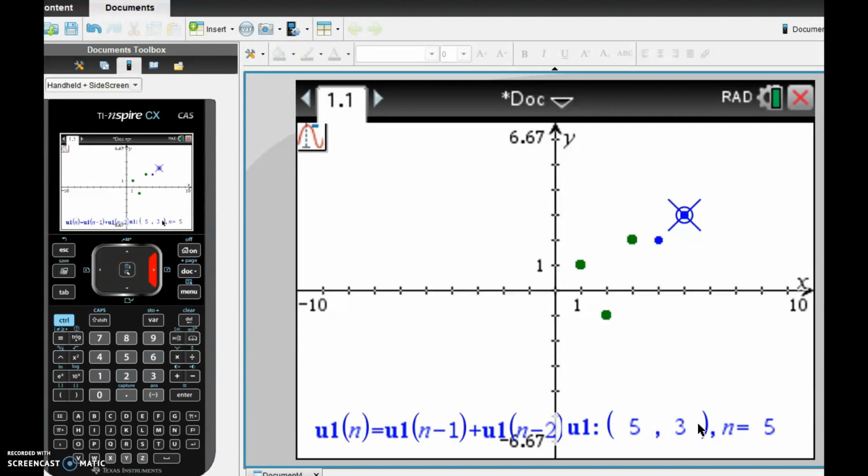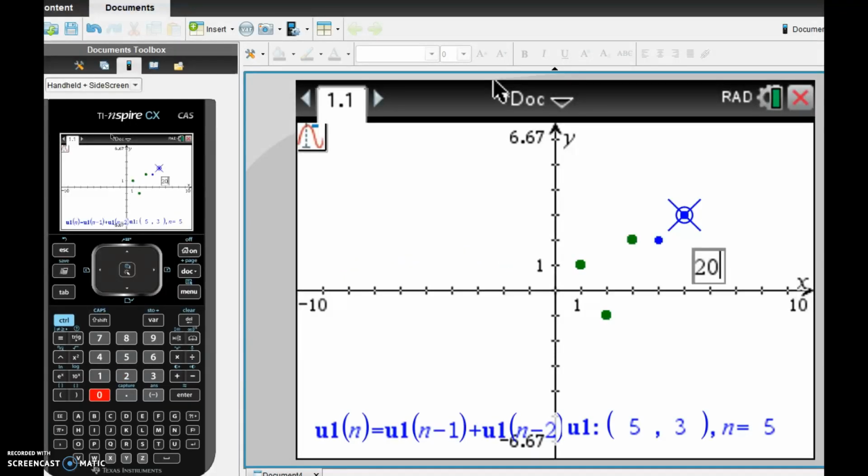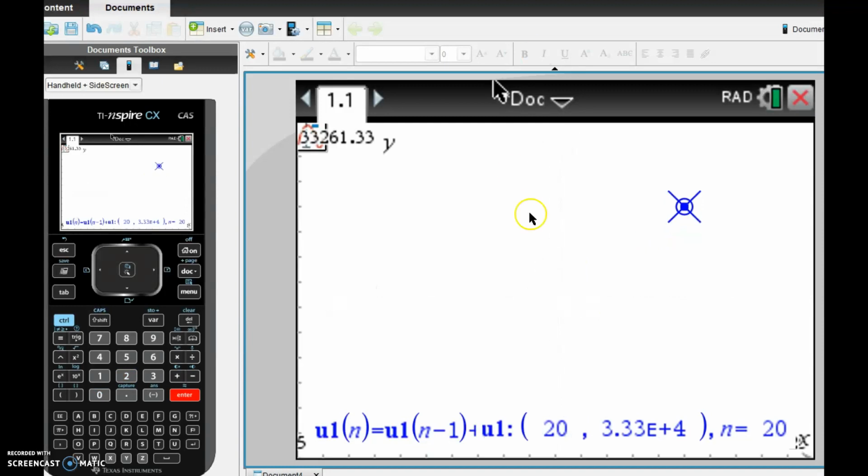Now if I just type in, we're looking for A of 20. That's what it's asking for on the test. Right here, A of 20. So I'm just going to type in 20, and hopefully it works. Okay, so I got this down here, 3.33 e to the 4. I don't know exactly what that is, right?